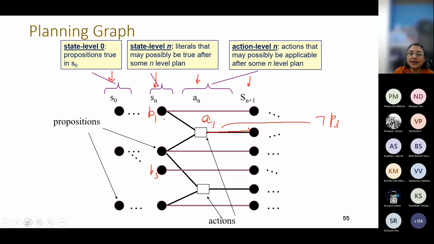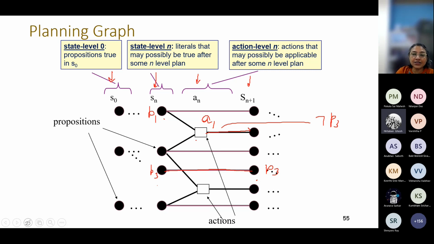Okay, but A1 deletes P3. As we said, for every proposition we have a maintenance action, so every proposition is carried over to the next stage. Even if A1 deletes it, if A1 is not taken, then the proposition will be there. So what does Sn plus 1 contain? It contains all the propositions that could possibly be true, whether you take A1 or not. Every proposition is carried over, and new propositions which are in the add lists of actions are added.